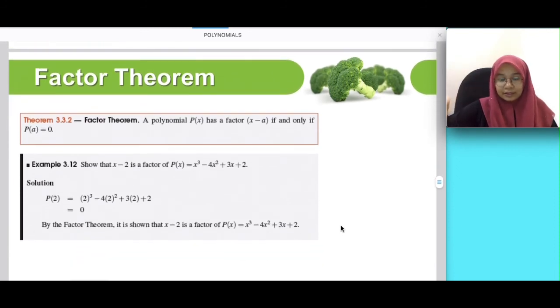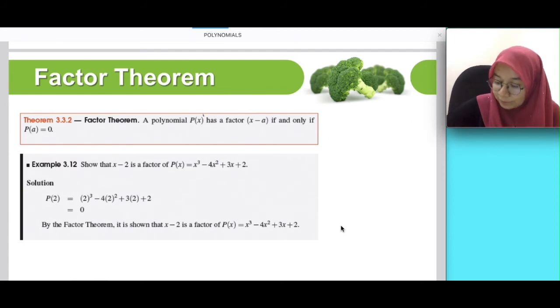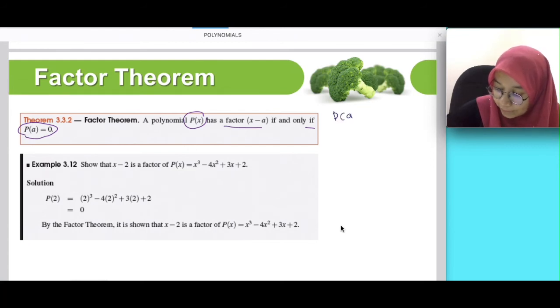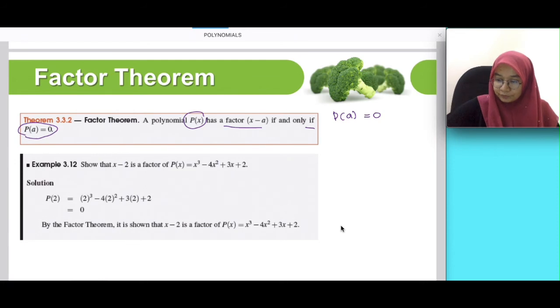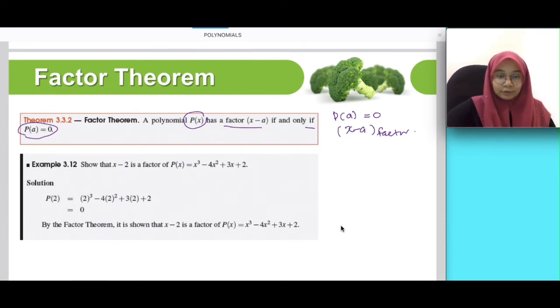Remainder theorem says that if your P(x) is divided by x minus a, the remainder is P(a). So how about the factor theorem? Okay, factor theorem. A polynomial P(x) has a factor x minus a if and only if P(a) equals 0. So if P(a) equals 0, then x minus a is a factor of P(x). It must be P(a) equals 0. Means that when you substitute a, you will get 0, then x minus a is the factor.